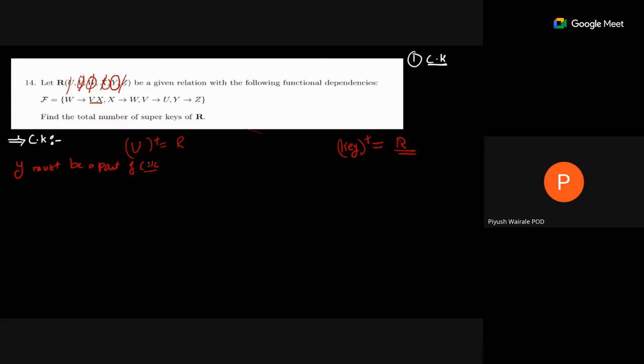Now how to check whether Y is a candidate key or not? Simply take the closure of Y based on the functional dependencies. What is the closure of Y? It is only Y, so we are not getting all the attributes. Then you need to take the combinations of Y with all other attributes: YU, YV, YW, YX, and YZ. Now take the closure of each combination. So what do we get for YU? Tell me.